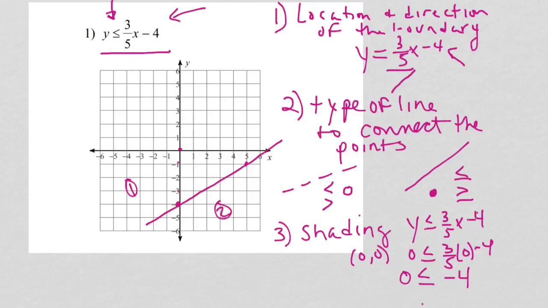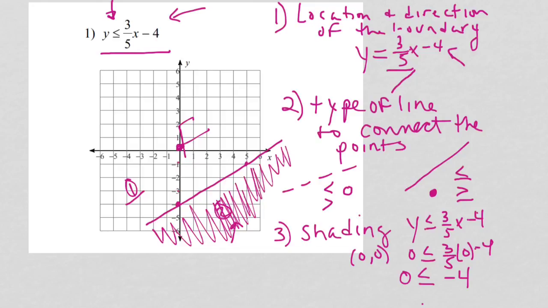So here's the big question. Is 0 less than or equal to negative 4? No, it's not. 0 is bigger than any negative number. So 0 is bigger than negative 4. So that makes (0, 0) give us a false statement, which means it's a loser. And if this side is the losing side, the winning side must be over here. And since this is the winning side, they win all the shading. So you end up shading the winning side.